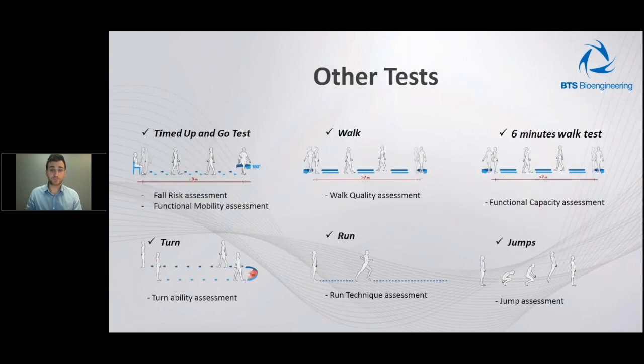We spoke about the GWALK and the risk of fall, but the GWALK does not only provide the Timed Up and Go test. It's a device that also allows the quantification of the walk quality assessment, of the turn, run, and jumps, and of the 6-minute walk test. So it allows the quantification of different clinical tests. For example, tests such as the walk provide important parameters, for example, the velocity or the asymmetry, that again are fundamental information to characterize the patient's risk of falls.